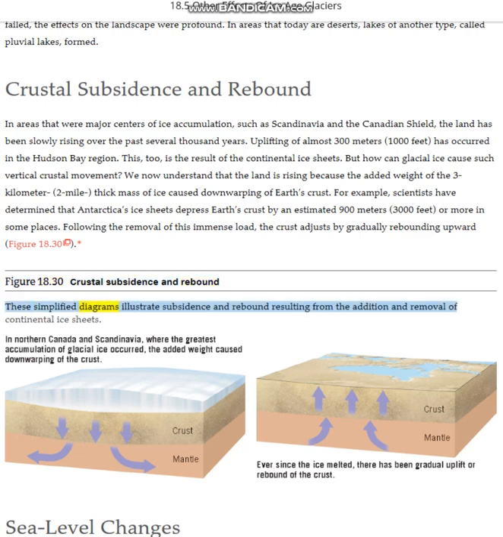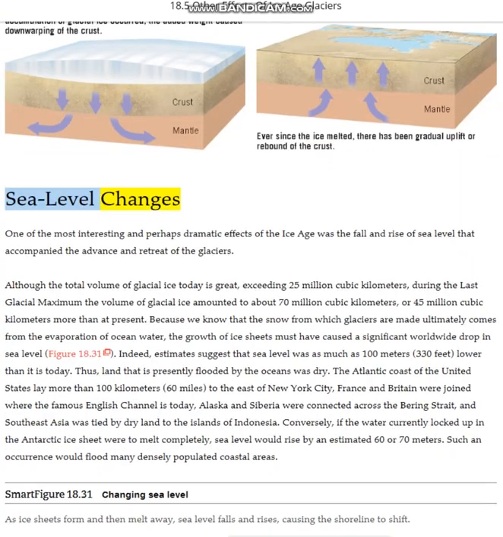These simplified diagrams illustrate subsidence and rebound resulting from the addition and removal of continental ice sheets. Sea level changes. One of the most interesting and perhaps dramatic effects of the Ice Age was the fall and rise of sea level that accompanied the advance and retreat of the glaciers.